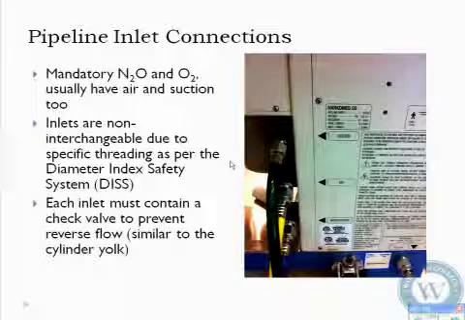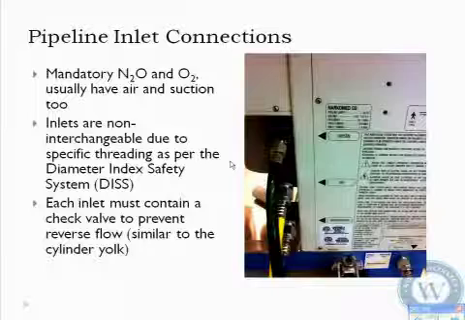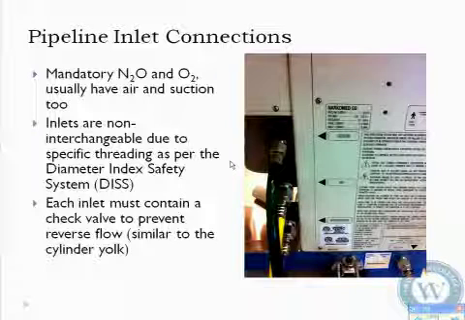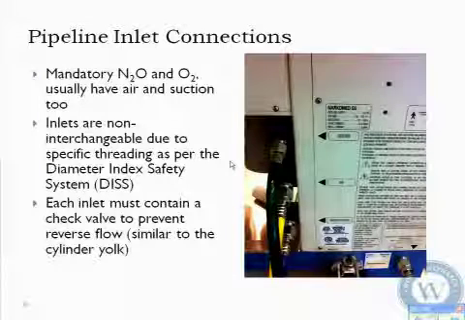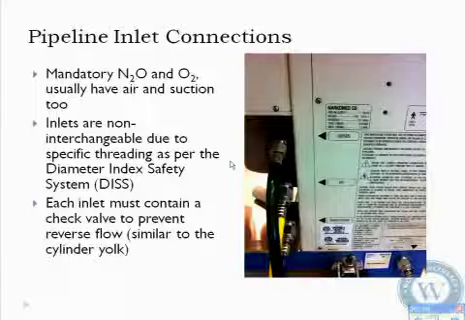Have we talked about the DIS system before in this class? Okay, not really, kind of. So just a quick review. The DIS system is the diameter index safety system. That's one that you connect to your house supply and you connect it to your machine. Each of these housings has a specific diameter, so they can only plug in to their specific gas, and they're color coded. Air is yellow, oxygen's green, nitrous is blue, suction is white. They can only be plugged up to their specific diameter index safety system device.